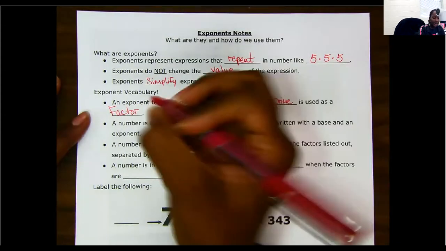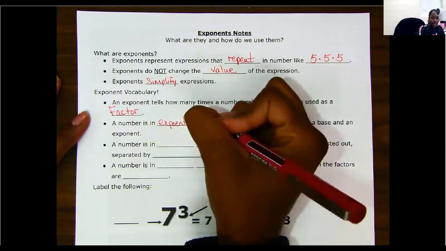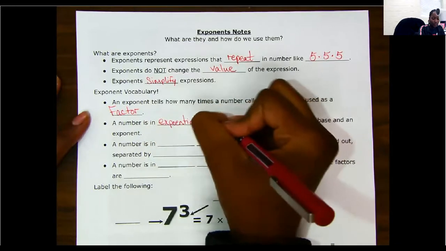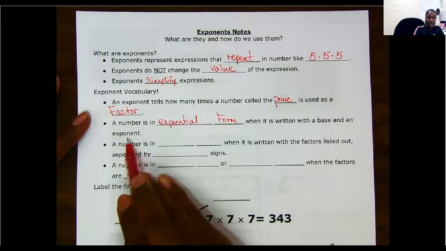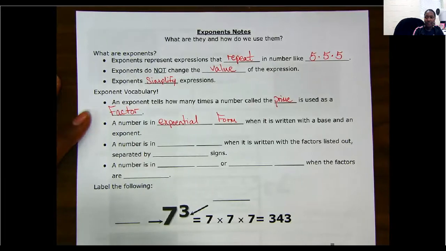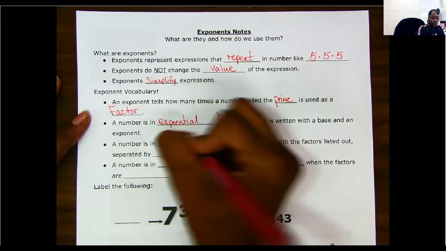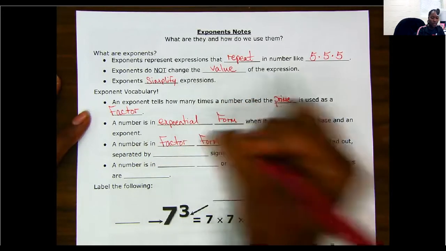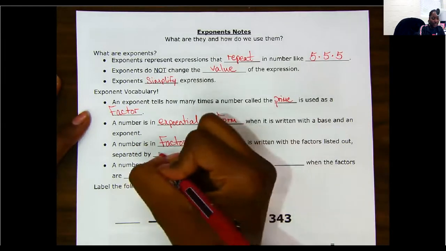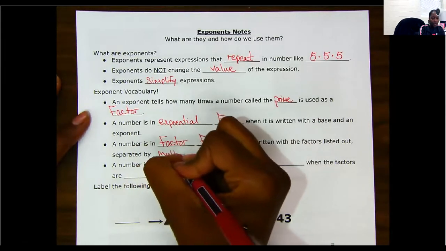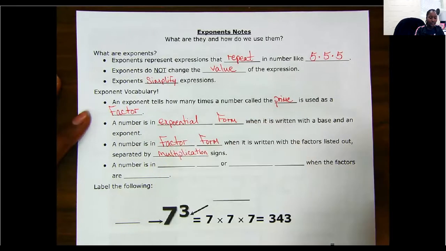A number is in exponential form. You know, that sounds like a big word. When it is written with a base and an exponent. And I will show you what that is in just a second. A number is in factor form when it is written with factors listed out, separated by multiplication signs. And remember, our multiplication sign for sixth grade is the dot or parentheses.